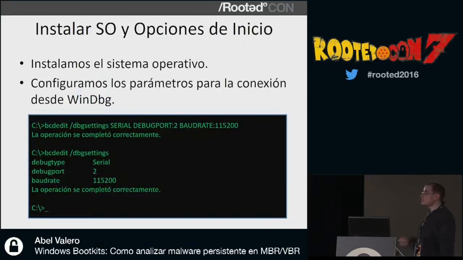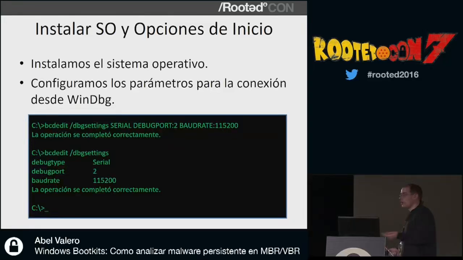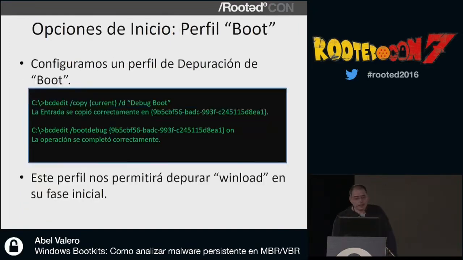Not much else. We install the operating system, and once we operate on the operating system, we need to tell Windows that we are about to debug the kernel, the boot manager, or whatever. The first thing to do is to tell Windows how we will be using those options. So we configure the debugging in serial mode at that speed, baud rate 115200. This is what we do. The options are here. This goes for all debuggers from now on. They will always use that communication protocol, okay?